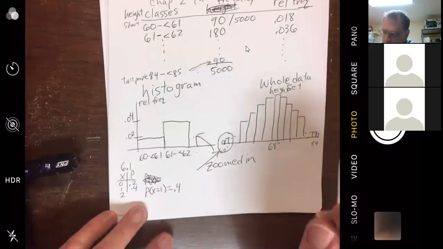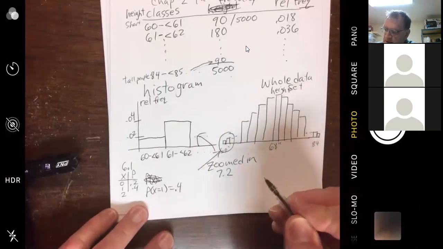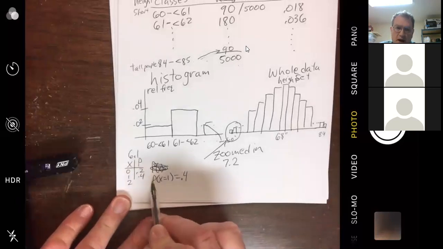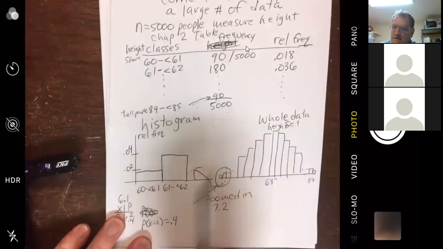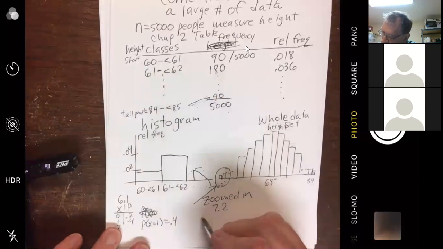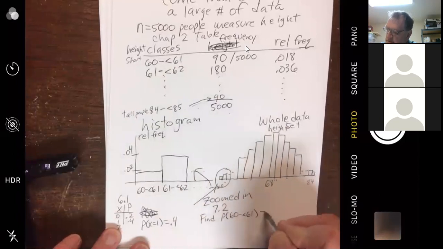So in 7.2, see how the table looks like this in 6.1? So you could read the probability, right? Well, in 7.2, the table looks like this. So you would ask, find the probability that you're 60 to less than 61 inches.